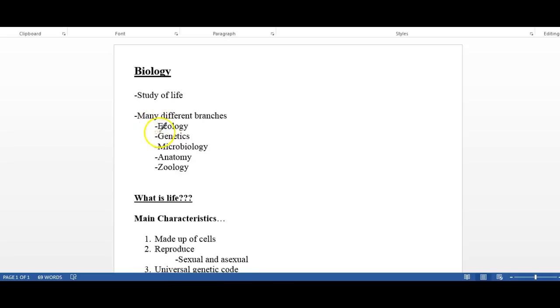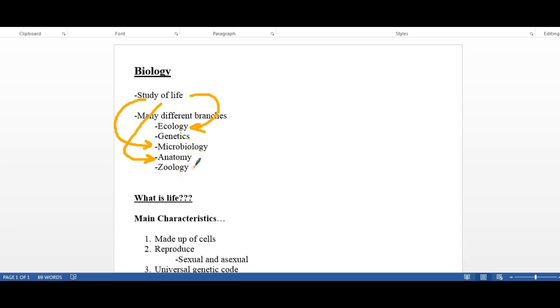And we can look at ecology, genetics, microbiology, anatomy. We could do botany, which is plants, ichthyology, which is fish, and so on. But biology is the study of life. And then if we break it down into these different branches, we can study the ecology, the environment, and the factors that affect that living thing in where it lives. Microbiology, or organisms that can only be seen with a microscope, really small. It's the study of really, really small life. Anatomy is the study of the organs and the makeup of an organism. And then zoology is animals.